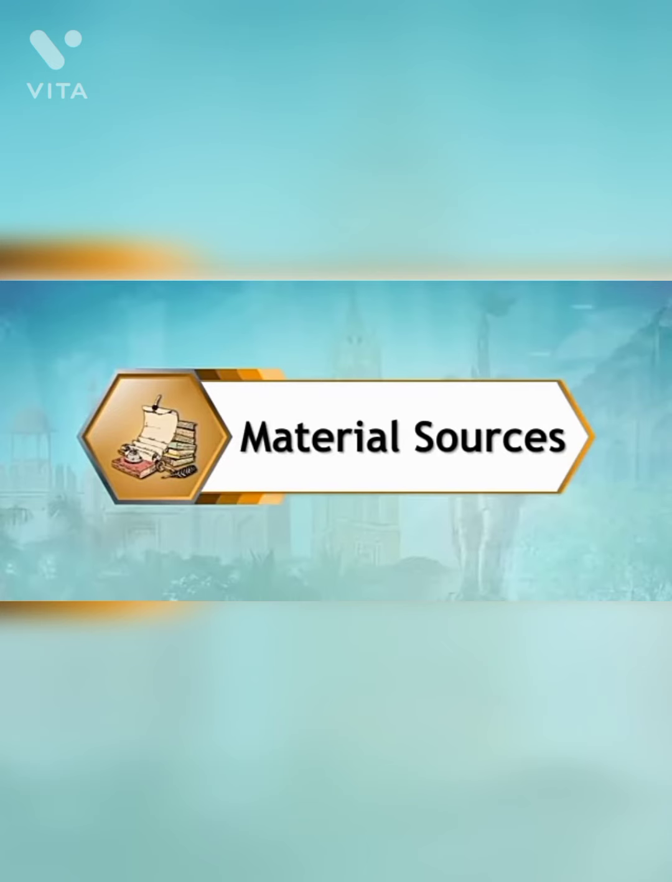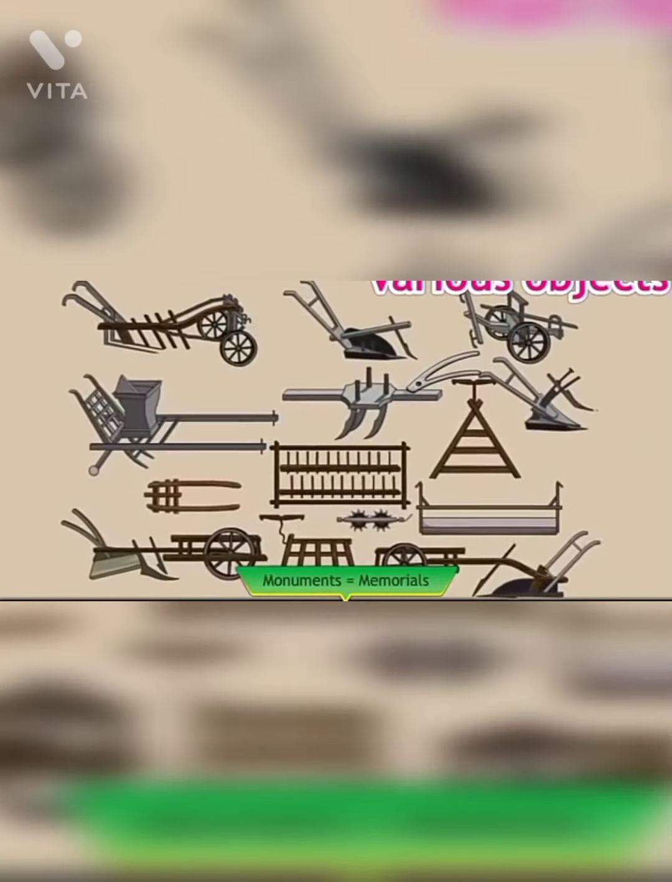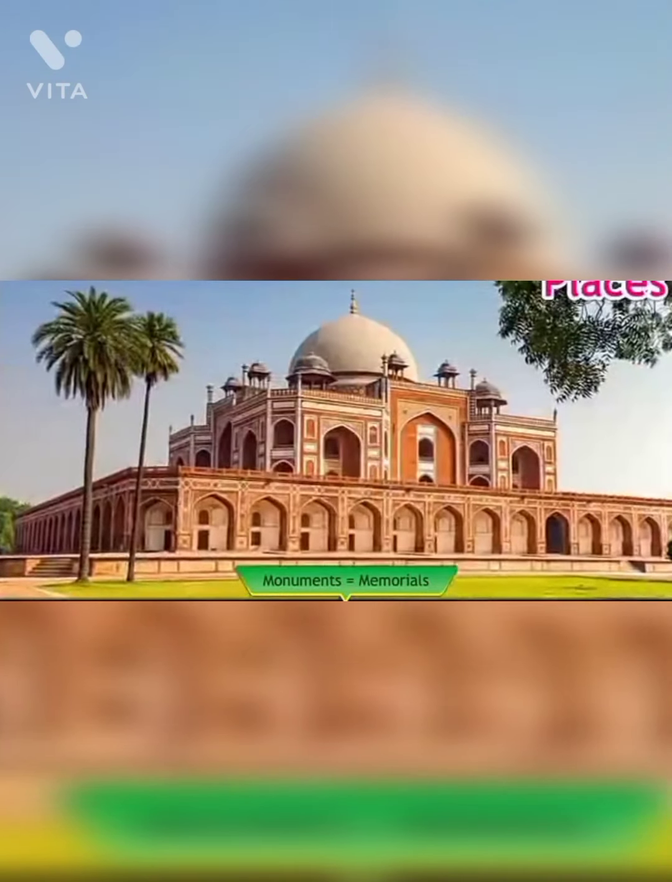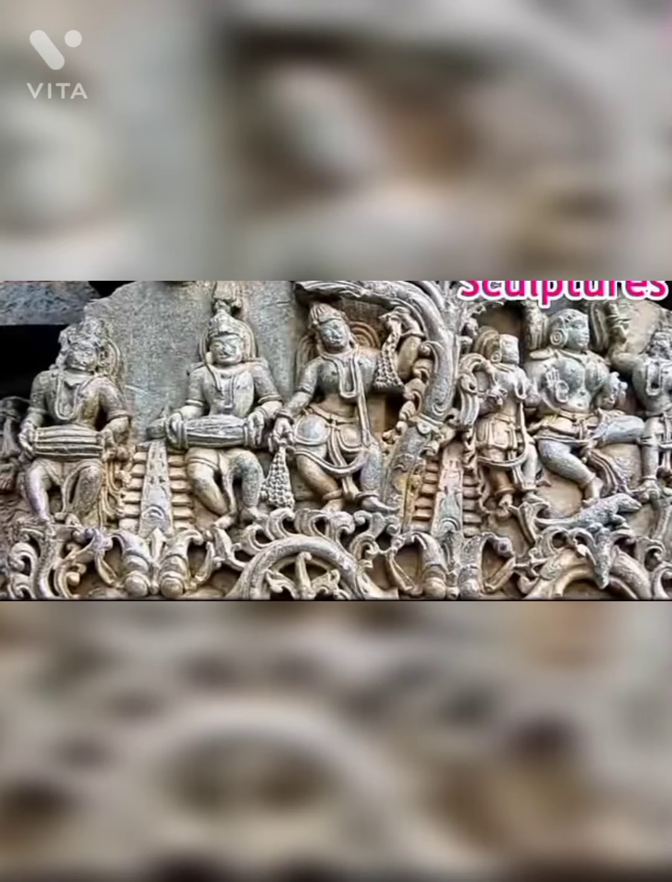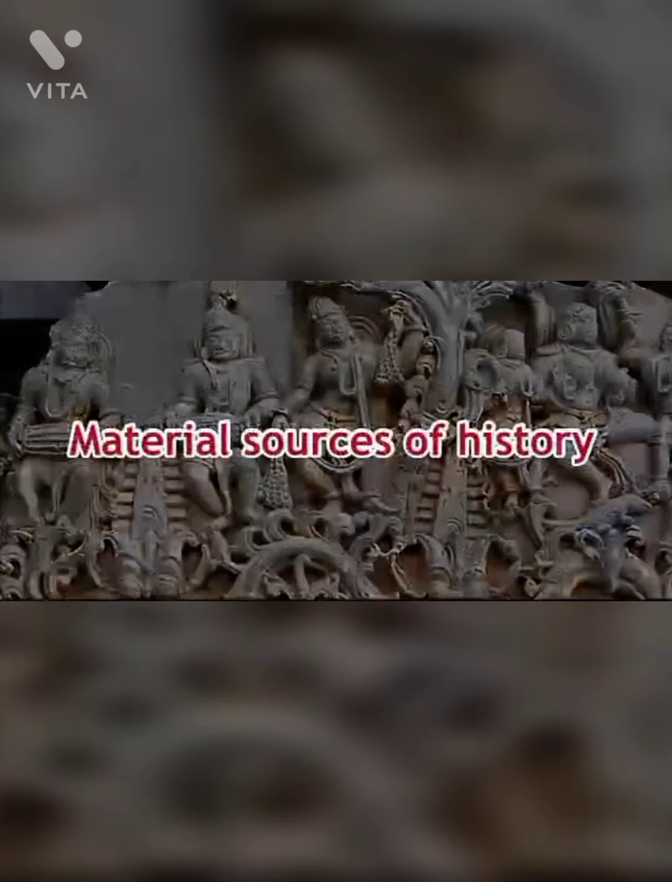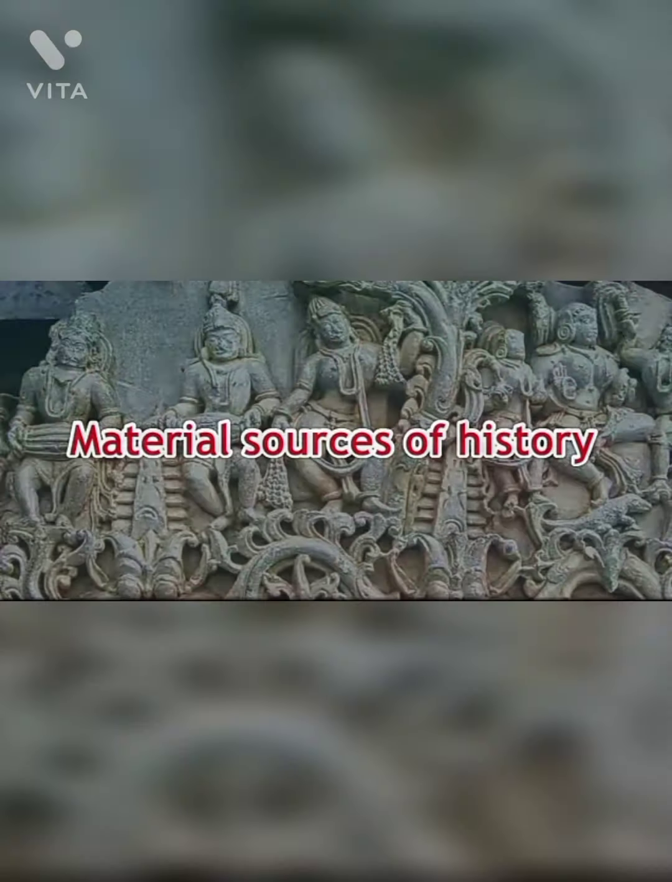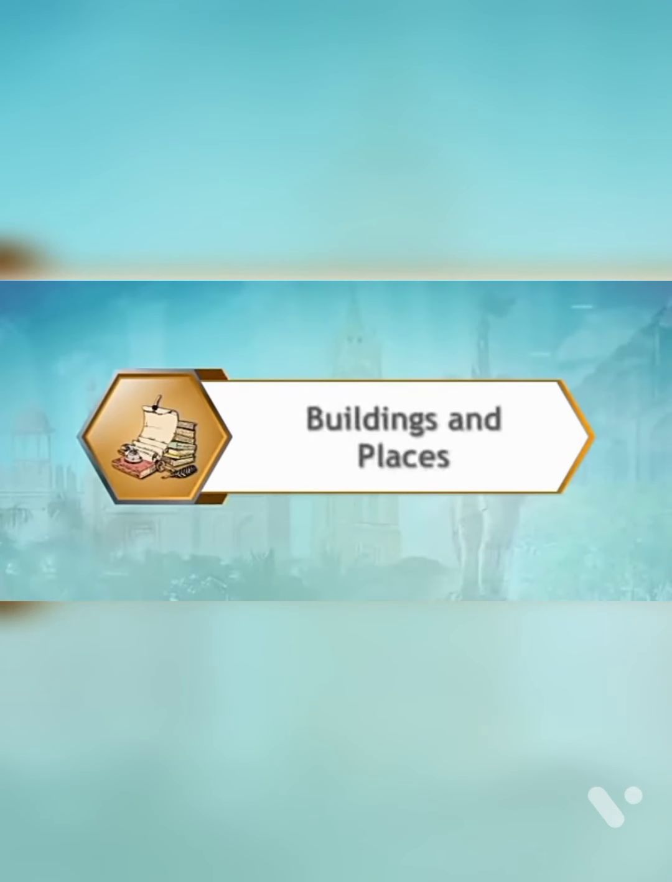Material sources. Monuments means memorials. Various objects, places, coins, sculpture, etc. can be included in the material sources of history. Buildings and places.